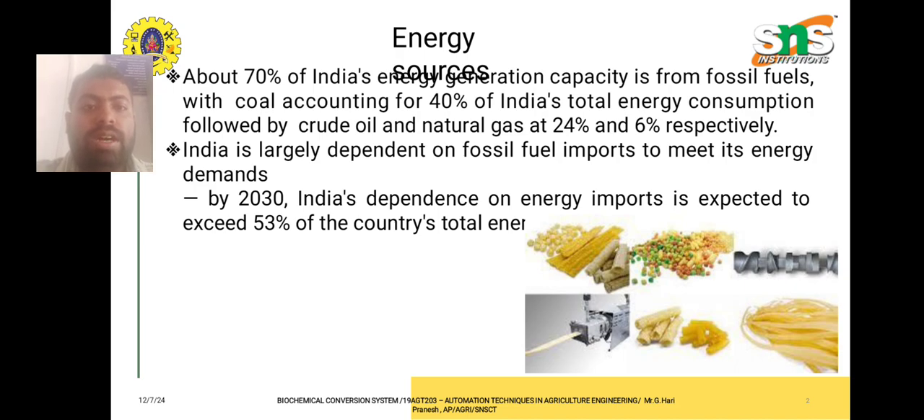India is largely dependent on fossil fuel imports to meet its energy demands. By 2030, India's dependence on energy imports is expected to exceed 53% of the country's total energy input. What they are saying is that in 2030, India will be importing coal and other fuels from others, amounting to 53% of the country's total energy. That's what they are trying to say.